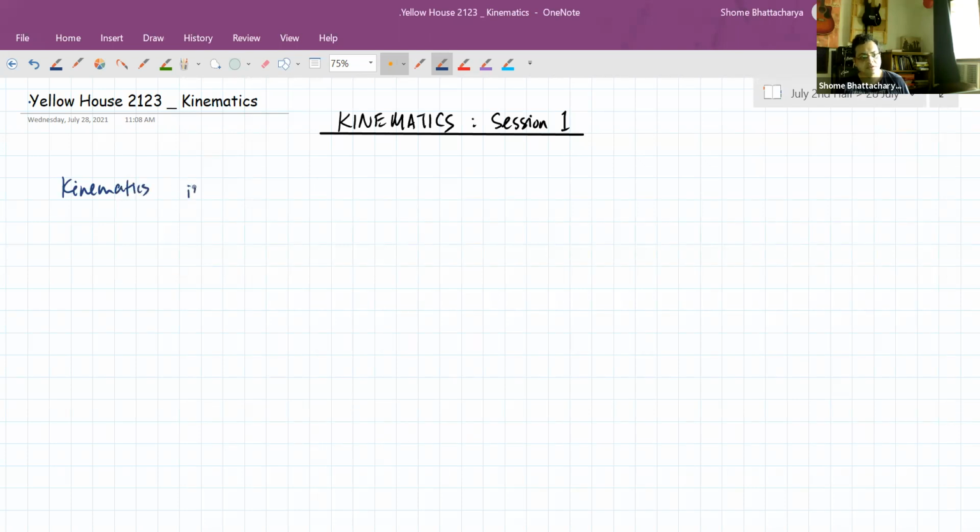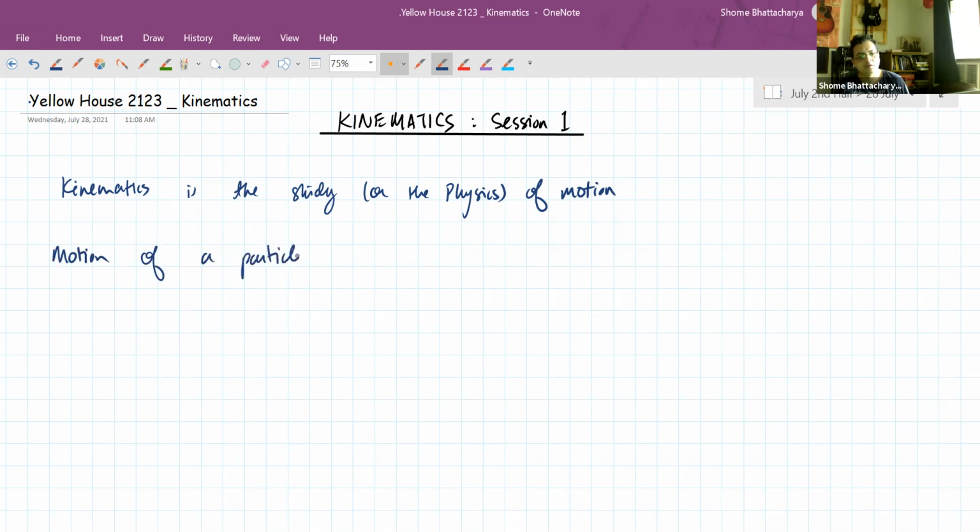So kinematics is the study, or you can say the physics, of motion. So motion of a particle or a body, or an object or whatever, is described by equations of motion in this.